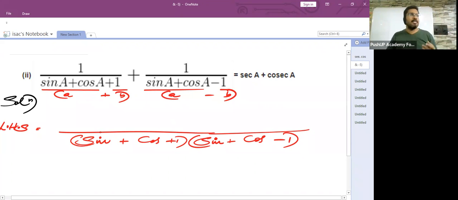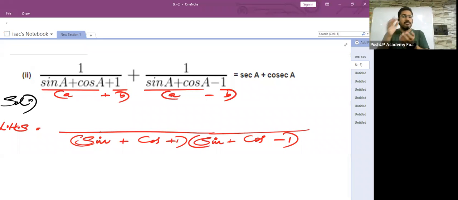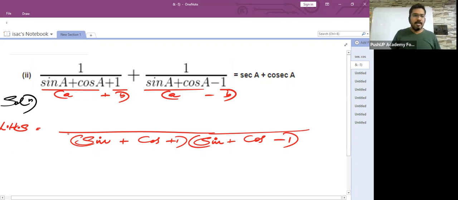You have to apply the LCM method. So take the LCM divided by the first denominator, sine plus cos plus 1. Sine plus cos plus 1 will get eliminated. What is left? Sine plus cos minus 1. That will get multiplied to the numerator. Hence, getting sine plus cos minus 1. Agreed? Then put this plus sign over here.